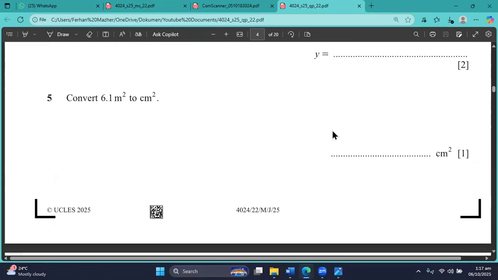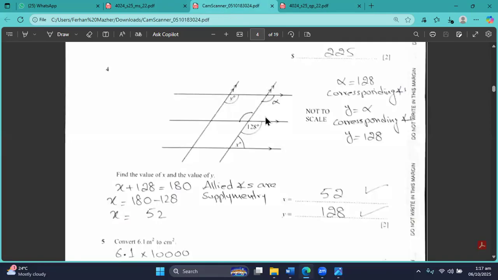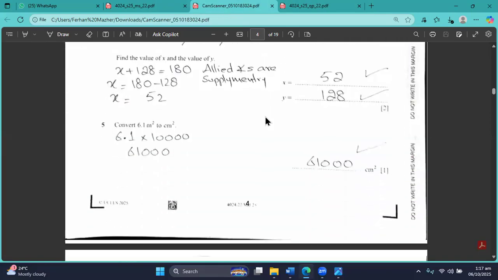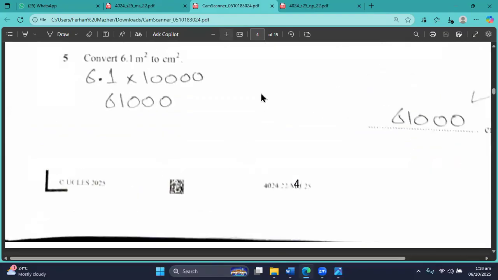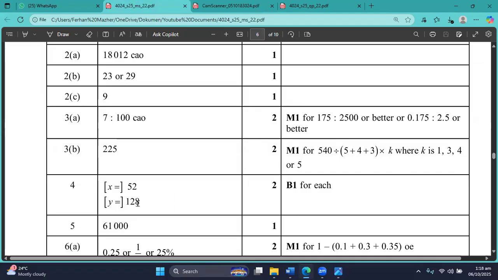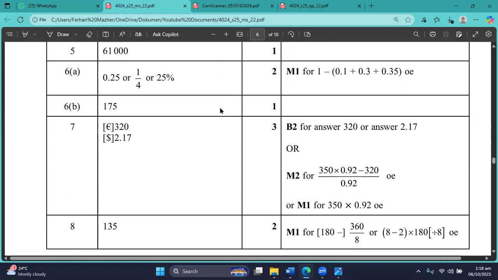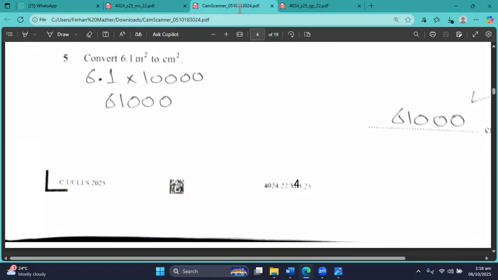Then we have question number 5. He says convert 6.1 meter square to centimeter square. If you want to convert meter square into centimeter square, you have to multiply by 10,000, because in 1 meter square, there are 10,000 centimeter squares. So we will multiply 1.6 with 10,000, and it will be 61000 centimeter square. This is the answer of question number 5. This is how this is done.